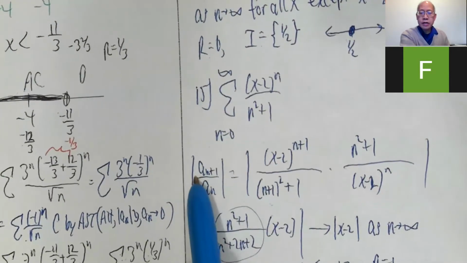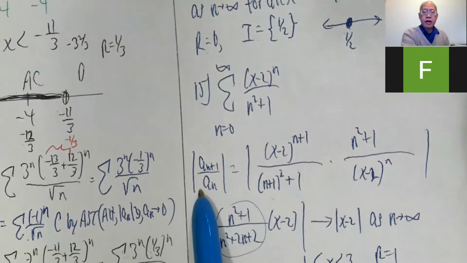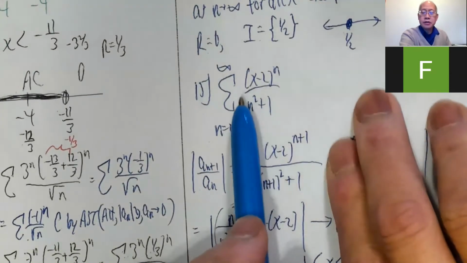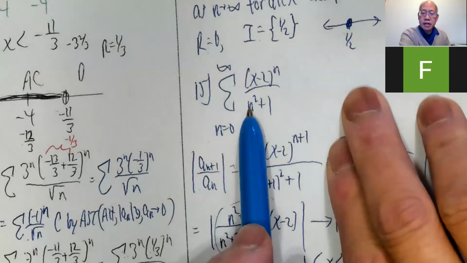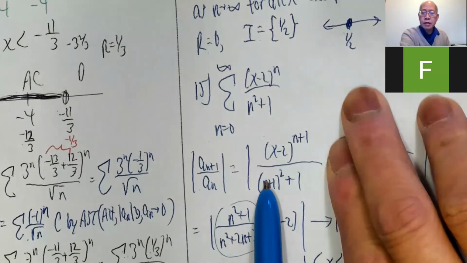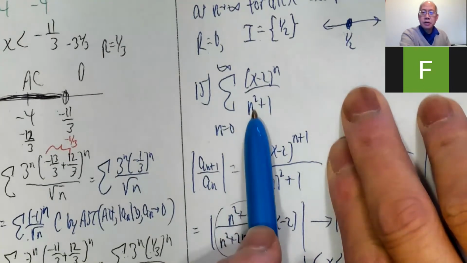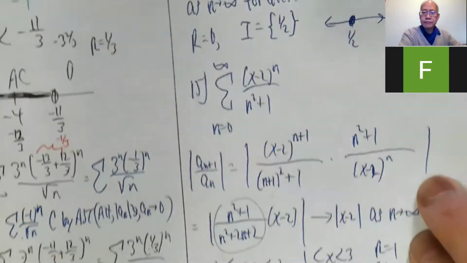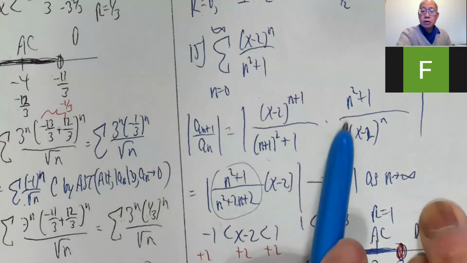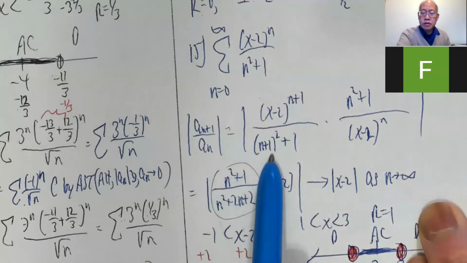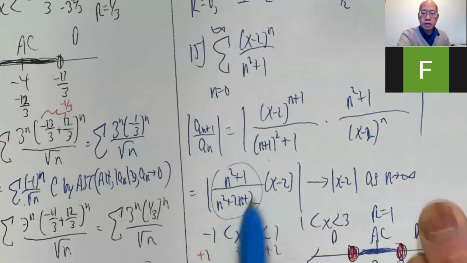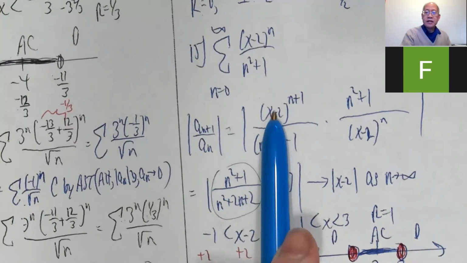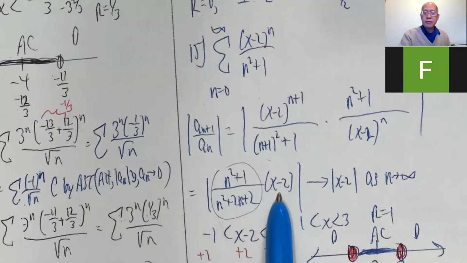Okay, again, we'll do the ratio test. a sub n plus 1 over a sub n. This one is a fraction, so change that to n plus 1, change that to n plus 1, times the flip of this. So reciprocal of that, n squared plus 1, over (x minus 2)^n. Okay, this is n squared plus 2n plus 1 plus 1. And that divided by that is just x minus 2.